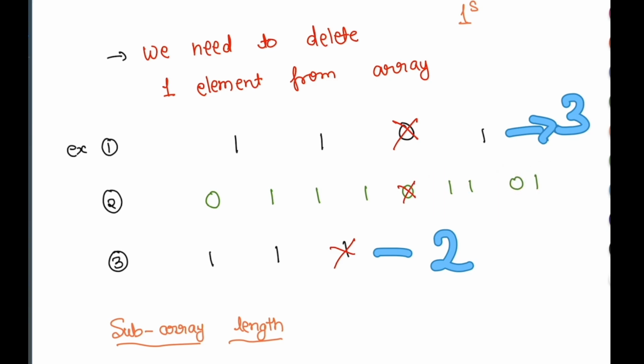So what we got to know after we processed these inputs is, we have to delete a 0. If no zeros are there, we have to delete a 1. If multiple zeros are there, like in example number 2, then we have to have some strategy, right? Now I am going to tell you the strategy.